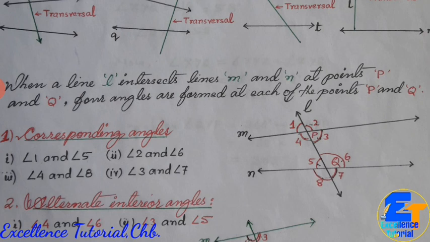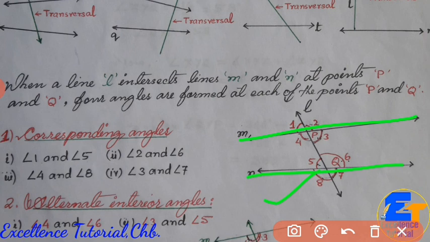Now see, when a transversal intersects two straight lines, remember these two straight lines may be parallel or non-parallel. So when a transversal intersects two straight lines, whether the lines are parallel or non-parallel, at two distinct points, that means in this figure you can see we have taken two lines, straight line M and line N. These two straight lines are intersected by a third line L. This third line L is called the transversal.